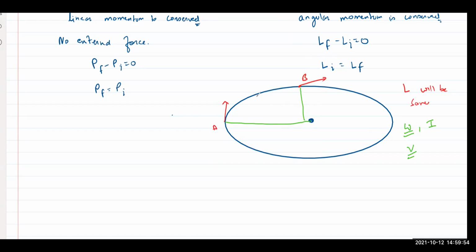But at any point, the angular momentum will be constant. The angular momentum will be the same. Got it? Everyone got this? Raise your hand. सबको समझ में आया मैं क्या बोल रहा हूँ? Yes or no? Right. Very good.